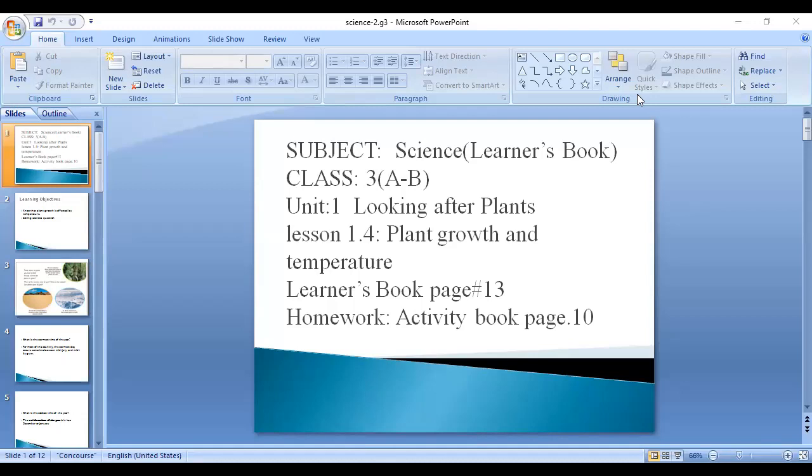Subject: Science, Learner Book, Class 3, Unit 1, Looking After Plants, Lesson 1.4, Plant Growth and Temperature. Learner Book, page number 13. And your homework for today is your activity book, page number 10. So now open your learner book, page number 13. When you're watching the summary, open your book and revise.